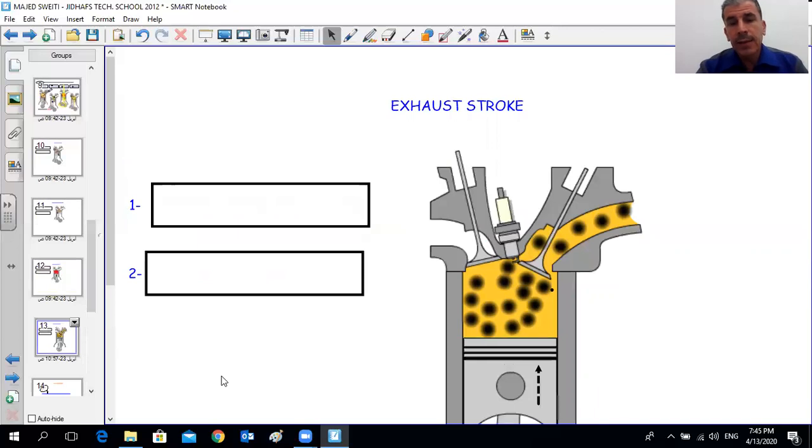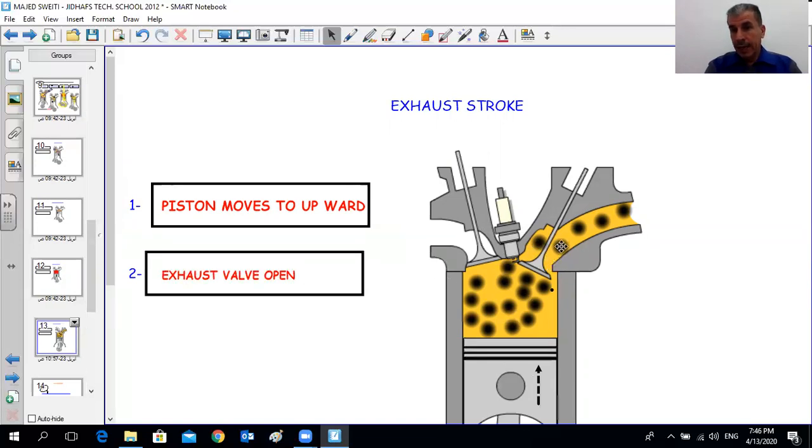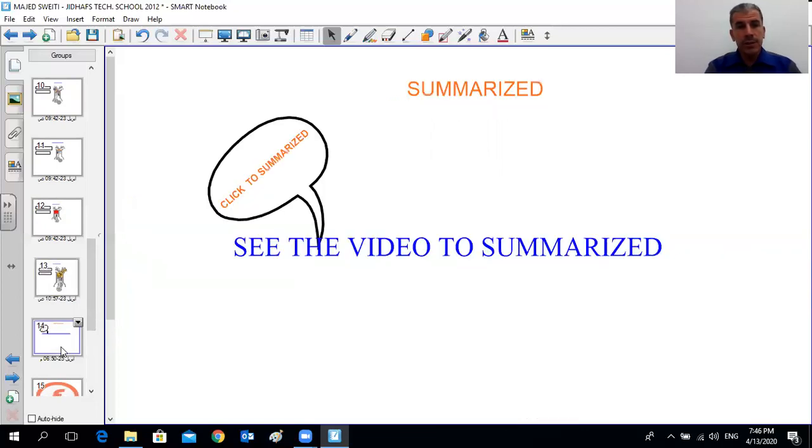Later, the fourth stroke is the exhaust stroke. In the exhaust stroke, we need to push the exhaust gases out of the engine. So the piston moves upward, see the arrow? Now, what about the valves? The exhaust valve is open. It allows the gases to go out of the engine. This is the summary of the four strokes. Now, let's check this video to see how the engine works.